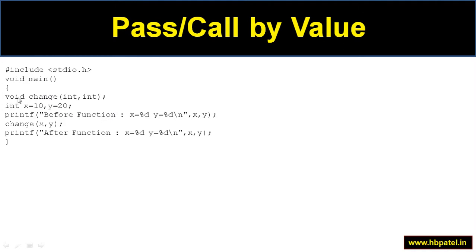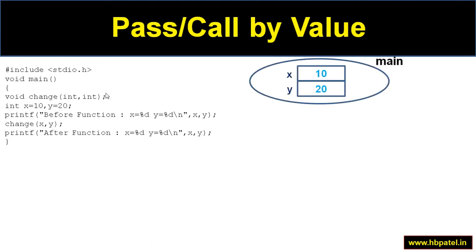So let's say we have a main function with one function definition, change. The change function has two integer arguments, and it does not return any value. So void change(int, int). Change is a function with two integer arguments without any return value. Now I have two local variables x and y. So x equal to 10 and y equal to 20. Before calling the function, if I print the value of x and y, it should print 10 and 20. And then I'm calling function change with this x and y as arguments.